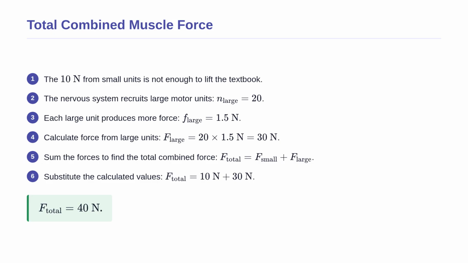Finally, to find the total force pulling on the arm bones, we add the 10 newtons from the small units and the 30 newtons from the large units together. This gives us a final total force of 40 newtons, providing the necessary burst of power to successfully lift the heavy textbook.